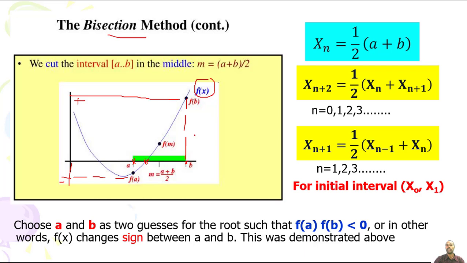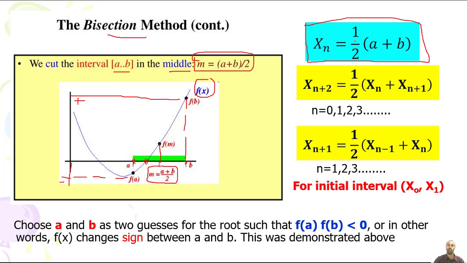To find this point, you have to cut at the midpoint, which is a plus b over 2. So we cut the interval ab in the middle, which is half. So a plus b over 2, which means x1 plus x2 over 2. Then if you have a sign change, the function should cross between this interval. So you can have successive approximation using this equation.